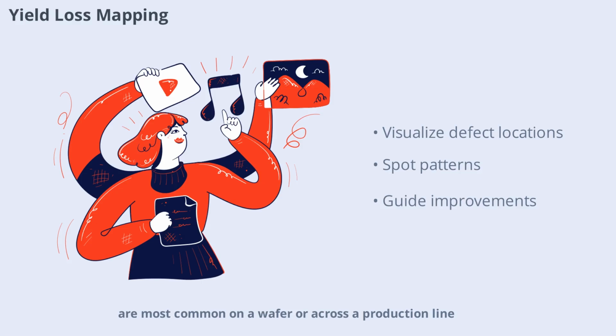Yield loss mapping is a visual tool that shows where defects are most common on a wafer or across a production line. By mapping defect locations, engineers can spot patterns such as clusters near the wafer edge or in certain process steps. This information guides process adjustments and equipment maintenance, helping to boost yield.